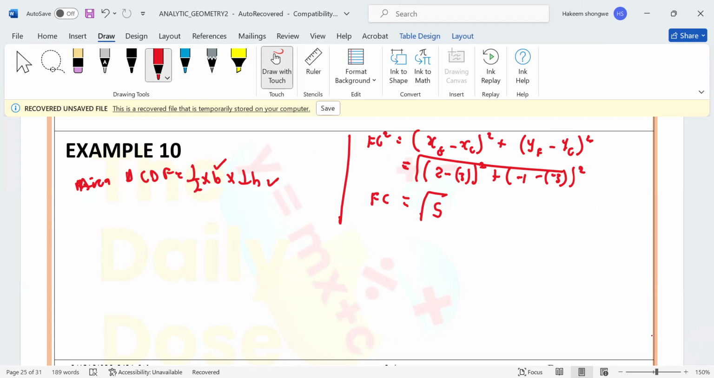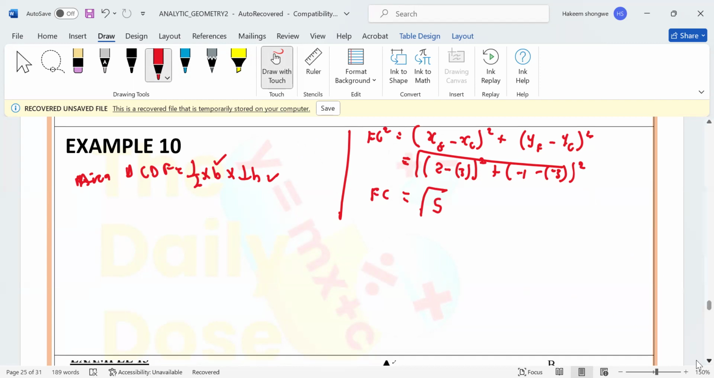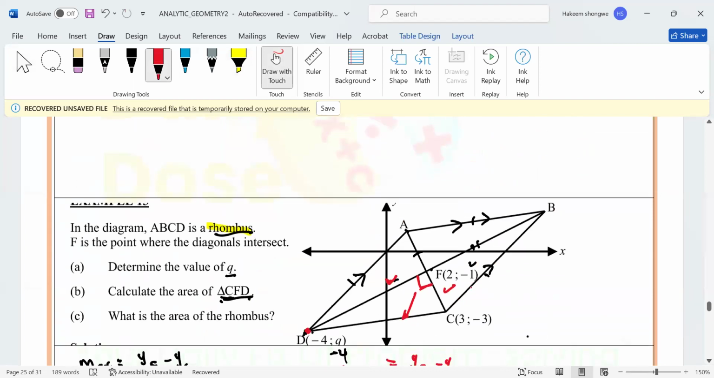What else are we going to look for? Except the hypotenuse side, Anish. We looked for FC, now we're going to look for FD. So what is going to be FD? FD all squared, Anish, is going to be given by X at F minus X at D all squared plus Y at F minus Y at D all squared.